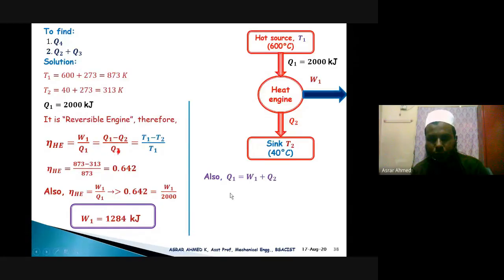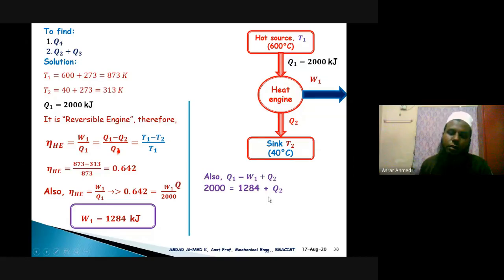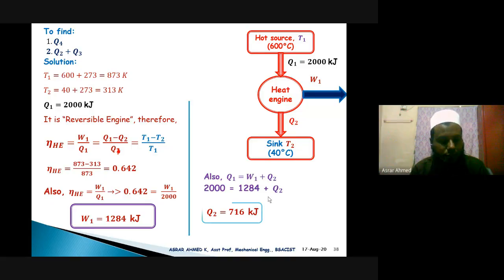Q1 is given in the problem. W1 we have just found out, and Q2 can be easily found out. So Q2 is coming as 716 kilojoule. Please try to calculate it. 716 kilojoule is the answer for Q2.